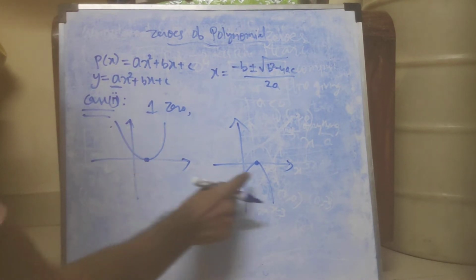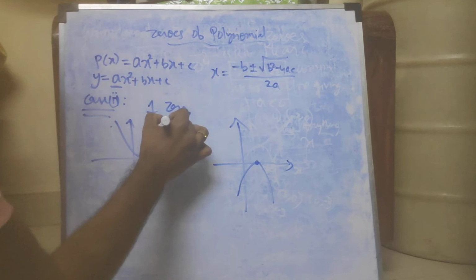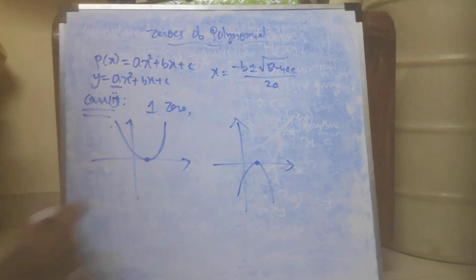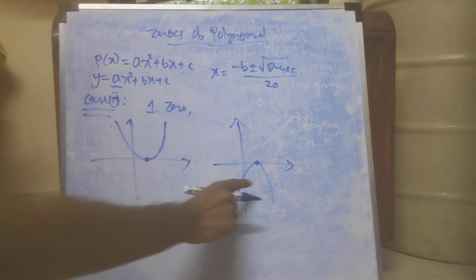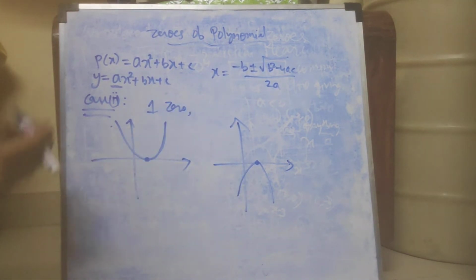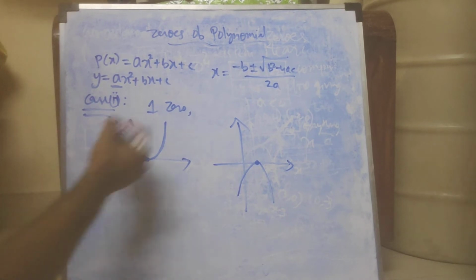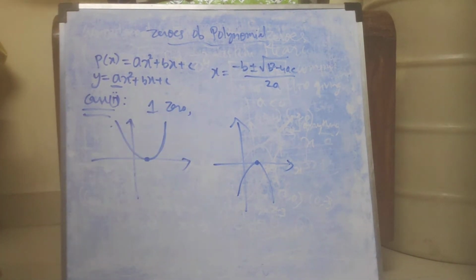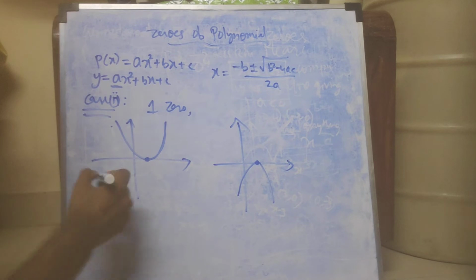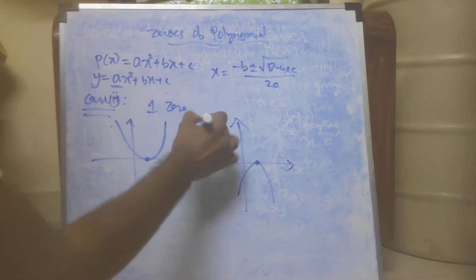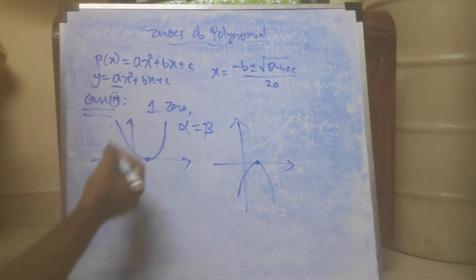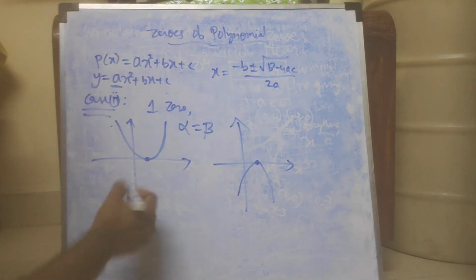Here there is only a single zero, that is, this parabola is intersecting the x-axis only once. Even though it is a quadratic equation, it is intersecting only once. So this implies that there is only 1 zero. Or there can be another case like alpha is equal to beta, when both the zeros are at the same position.